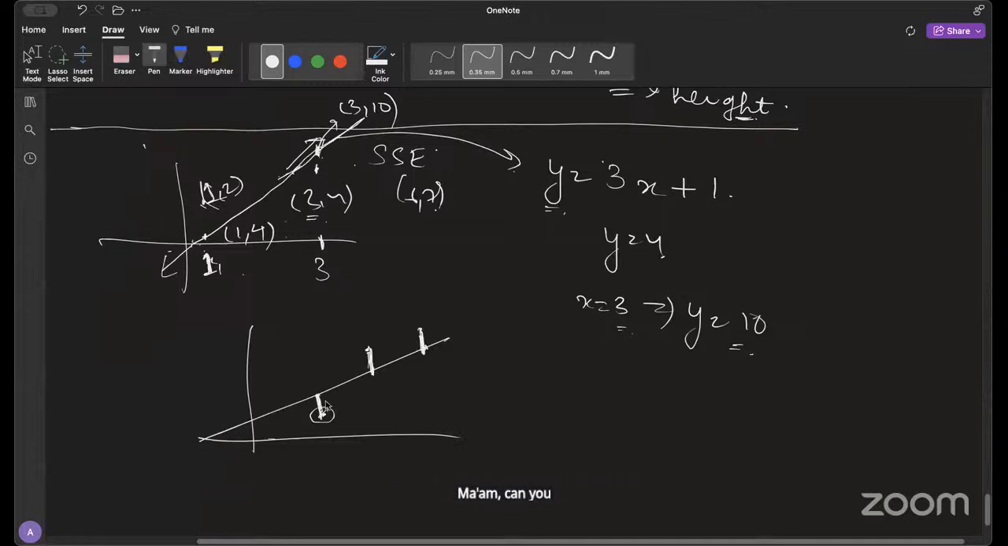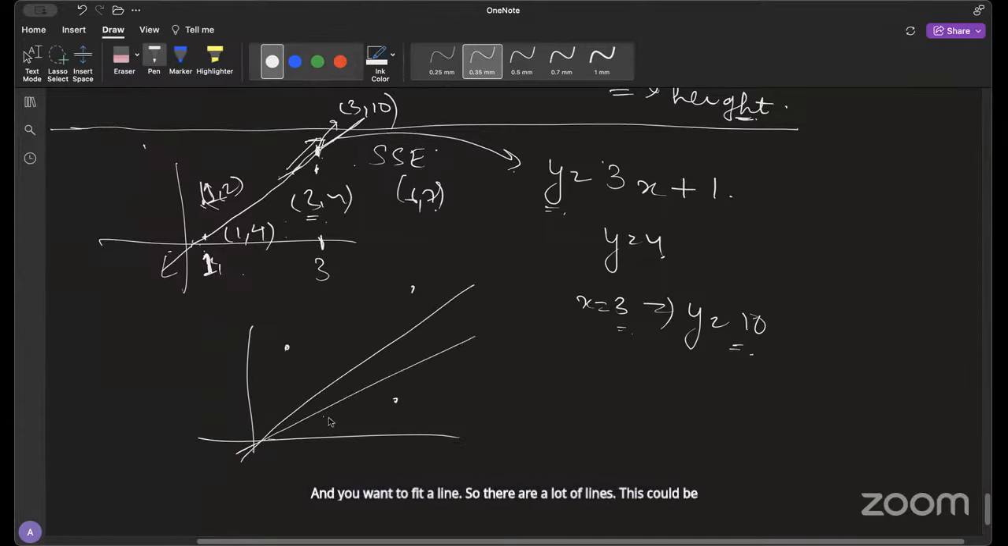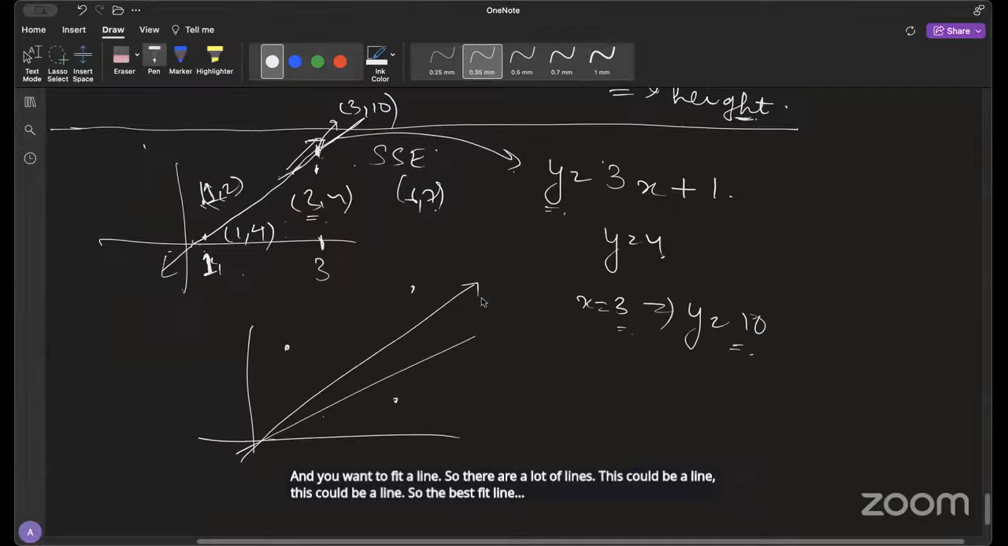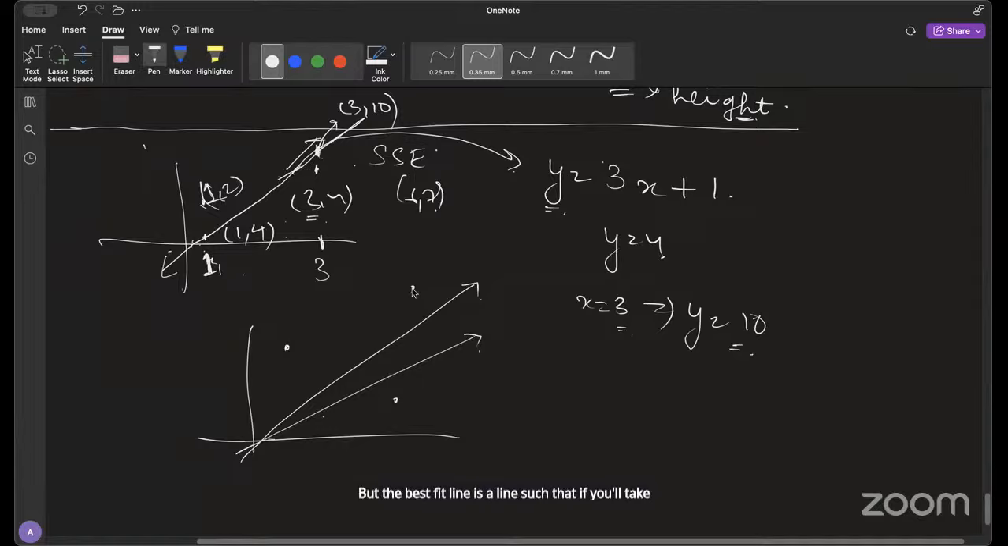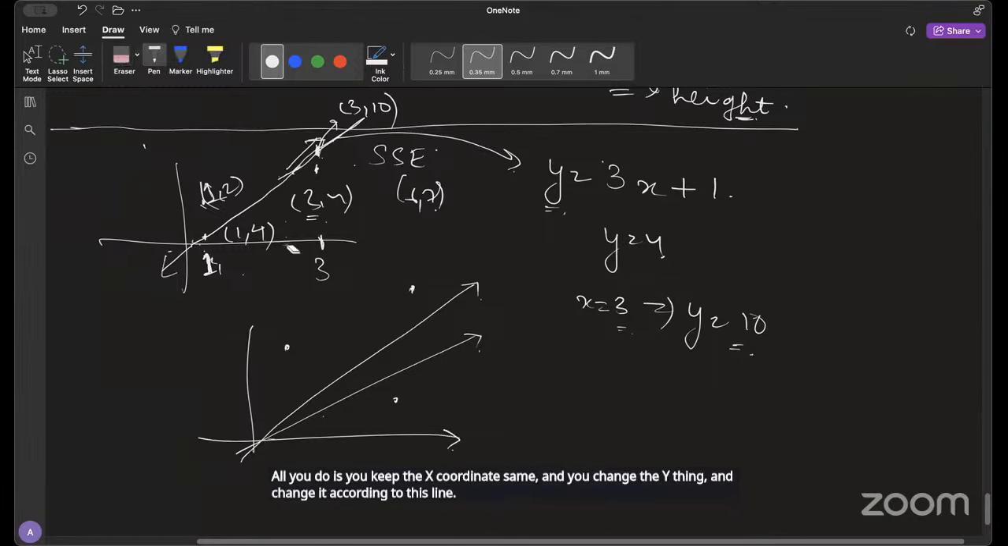Ma'am, can you repeat this concept once again? Yeah, I think it's not very clear. I'll repeat it again. Let's just say you have these points here, and you want to fit a line. So there are a lot of lines. This could be a line, this could be a line. So the best fit line, or the line, you won't be asked the best fit line, by the way. But the best fit line is a line such that if you have this point, all you do is you keep the x coordinate same and you change the y thing and change it according to this line. Let's just say you have this one.